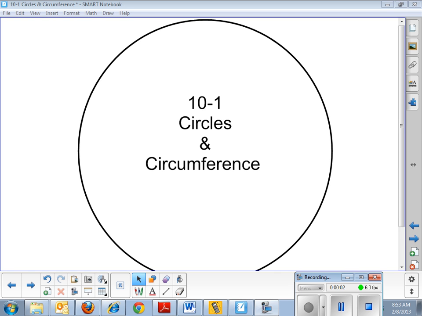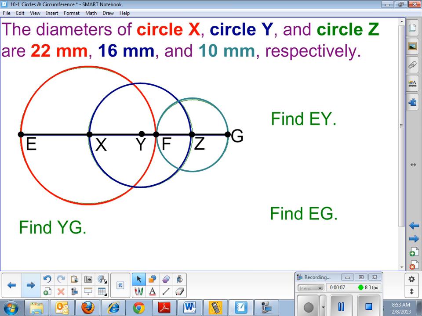Here I'm going to look at some examples dealing with the pieces of circles and circumference. So in the first one, I have this picture that could be a little tricky to draw. I've tried to draw it before, and to get all these circles to intersect the way they are is sometimes a little tricky. So if you have it printed out, that's probably the best way. But notice it gives me a bunch of information about the diameters of the three different circles: circle X, circle Y, and circle Z. And we need to calculate certain lengths.